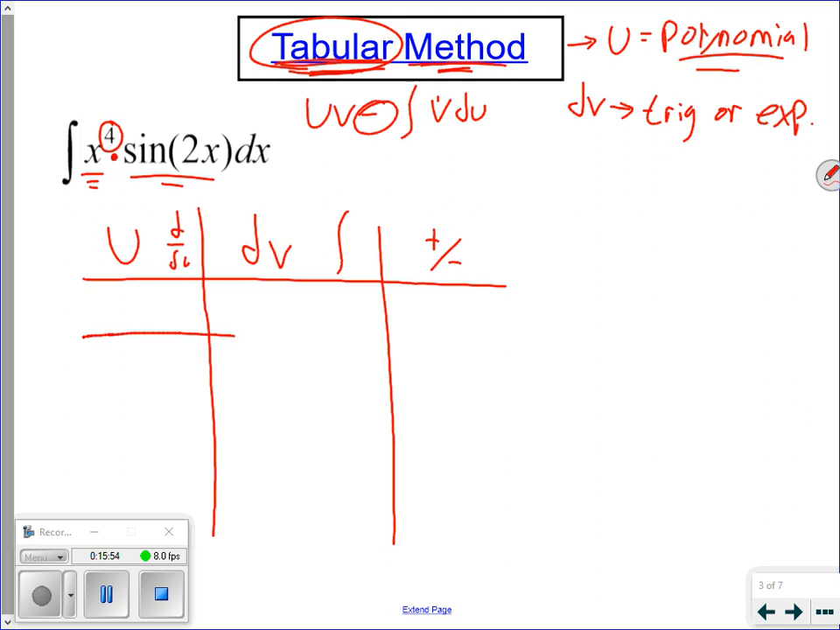All you do is you start off with your u being x to the fourth. And you're going to keep taking du all the way until you get down to 0, because that's what would happen if you did integration by parts. This will be 3x squared.